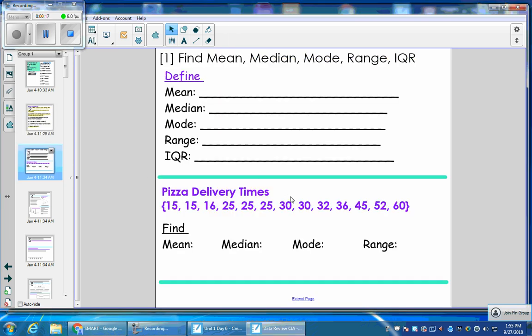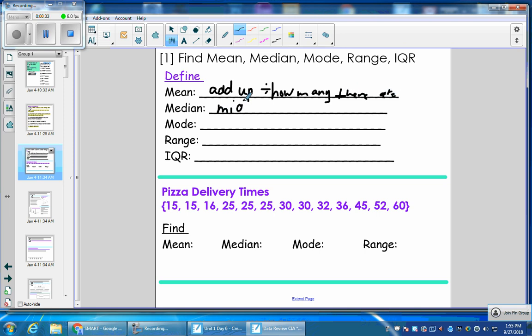So just a reminder to find the mean, we add them all up and divide by how many there are. The median is the middle. And remember, if it's between two, you add and divide by 2. The mode is the most repeated.